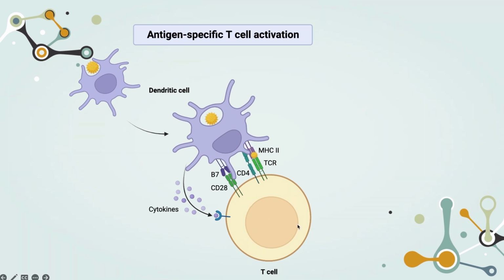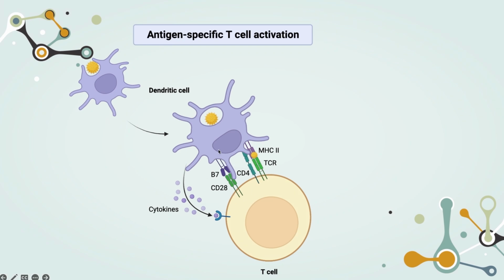Now, this is a naive T cell. That means it has not been activated. All right. So this antigen on the MHC2 receptor will interact with TCR, the T cell receptors in the CD4 T cell, right? Now, this interaction between MHC2 and TCR is not enough to activate a naive T cell, all right? We need something called a co-stimulatory signal. And this interaction between B7 and CD28 is called co-stimulatory signal.